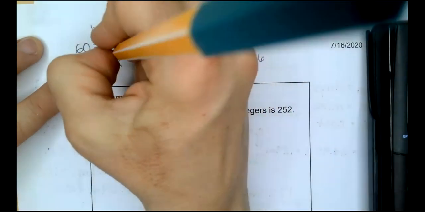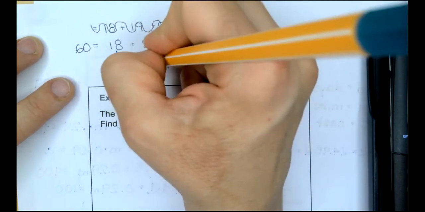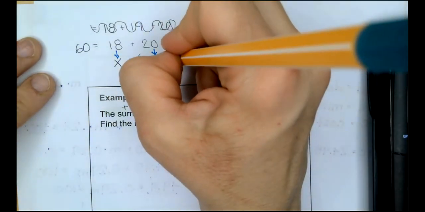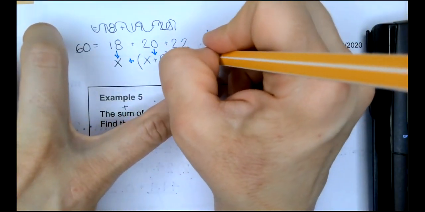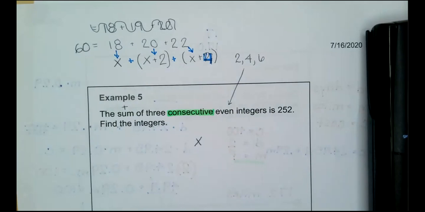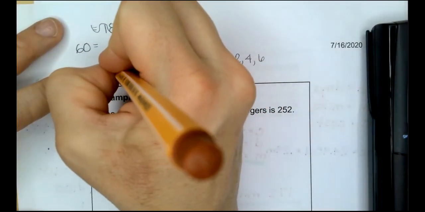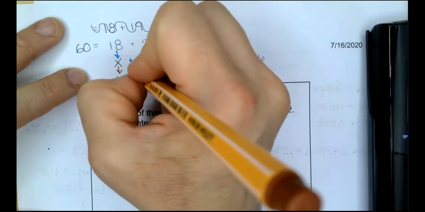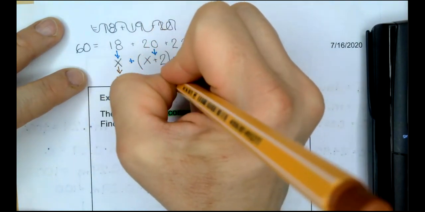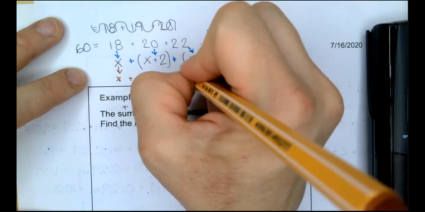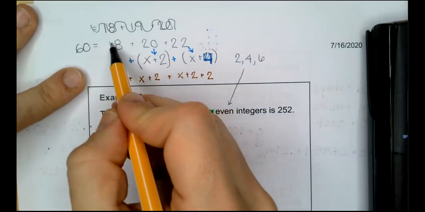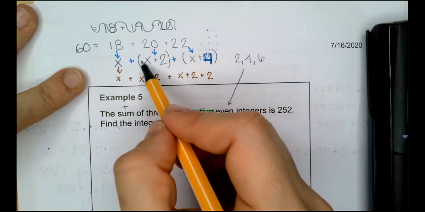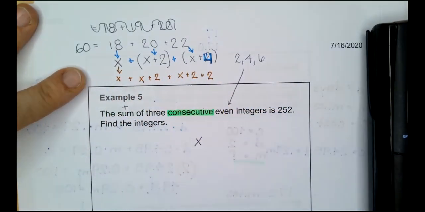So 18 becomes x. The next even integer after x is going to be x with 2 added to it, right? Then we're going to add the next even integer, which is that same x plus 2, right? So another way to write it would be 18 is x, 20 is x plus 2, and then 22 is that same x plus 2, but with 2 more added, right? We have our original number, we went up by 2, and then we went up by 2 a second time.